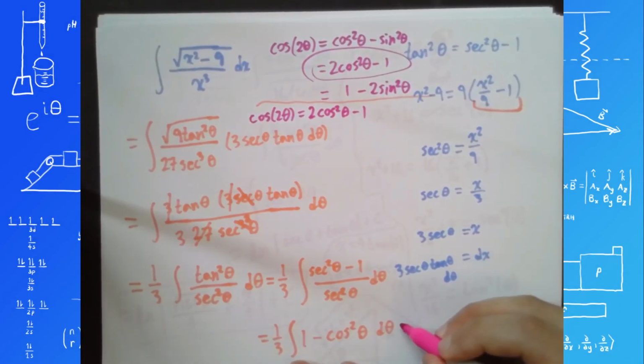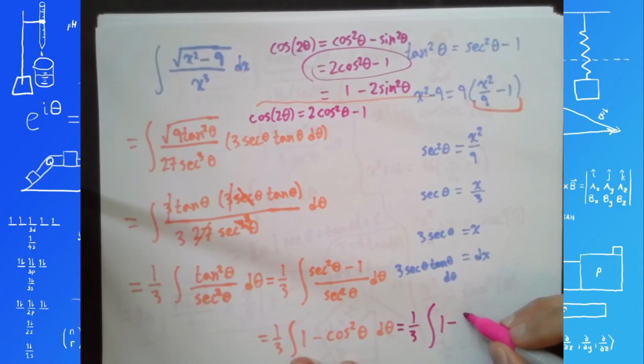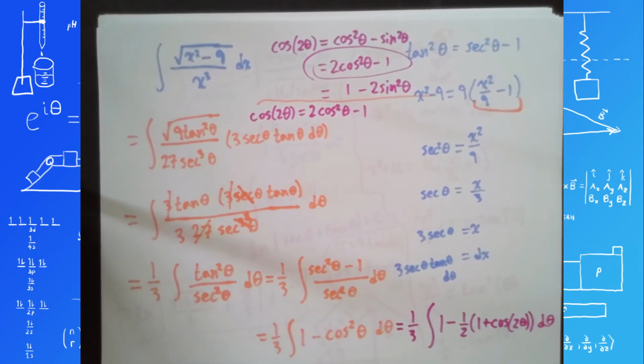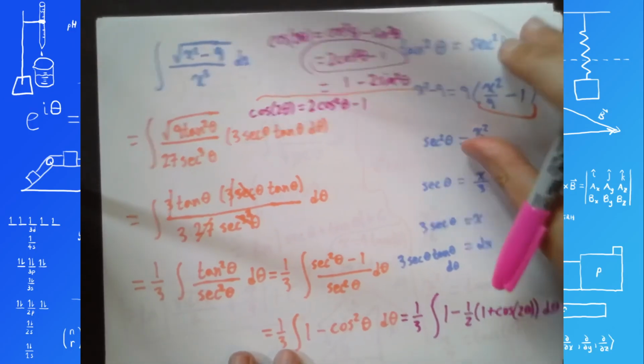So, I can say this is equal to 1/3 the integral of 1 minus, if it was all divided by 2, that's 1/2 times, it was cosine 2 theta plus 1, or 1 plus cosine 2 theta, however you want to write it, d theta. Okay, and that is much easier to integrate. So if I distribute the 1/2, 1 minus 1/2 of 1 is just 1/2. So I've got, I guess I'll continue it on another sheet.